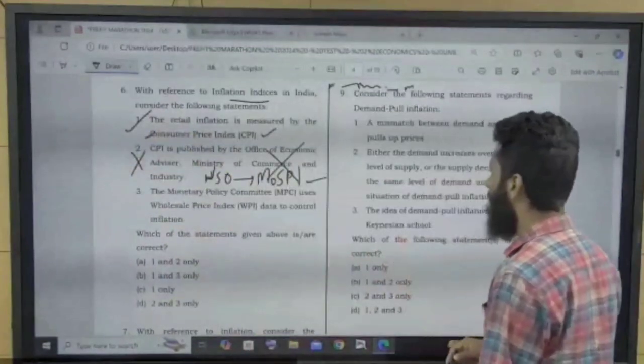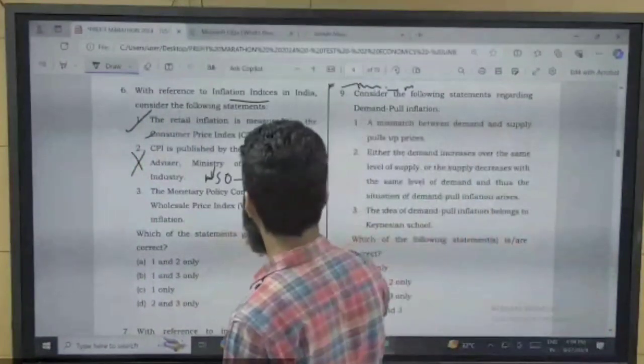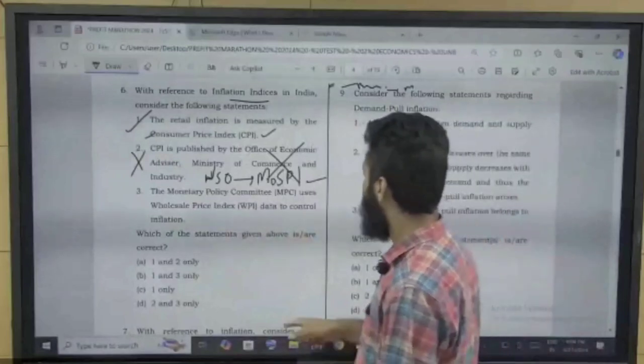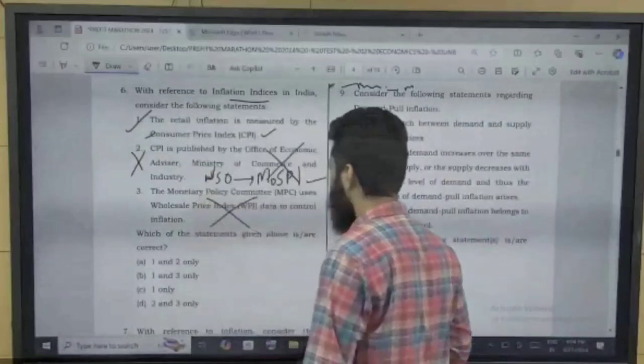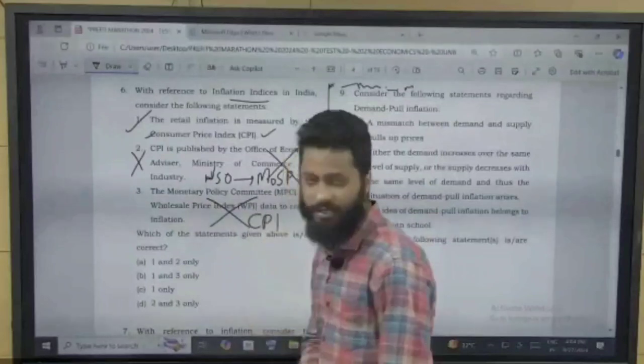The Monetary Policy Committee, MPC, under RBI, uses wholesale price index data to control inflation. No, it is not correct. Basically, they use consumer price index.